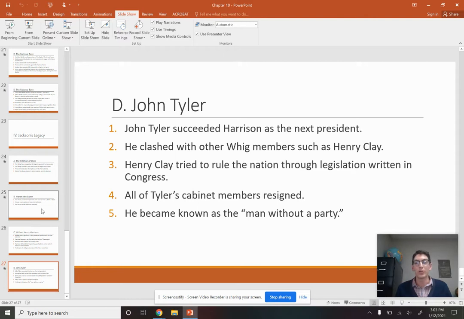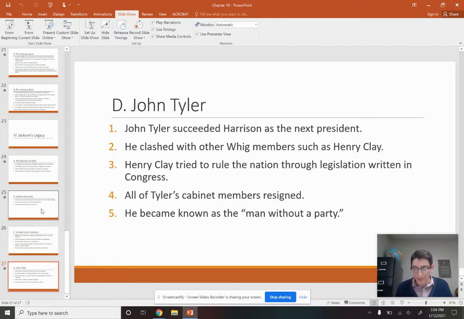Well, Henry Clay tried to rule the nation through legislation written in Congress, basically saying, you know what, we don't think John Tyler's really cut out for the job. He's there by accident, because Harrison delivered a long address and died of pneumonia. No one voted John Tyler in, they voted for Harrison. And so he was trying to influence the nation's course by written legislation, basically saying we're going to write all of these laws and we're going to give Tyler no choice but to pass them. Otherwise, we're going to make his life miserable.